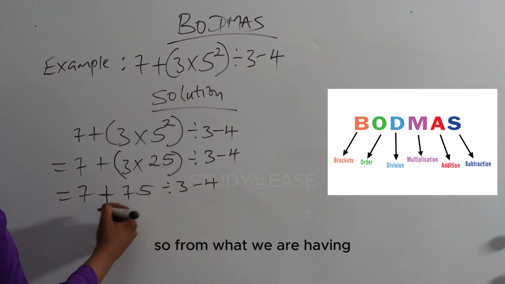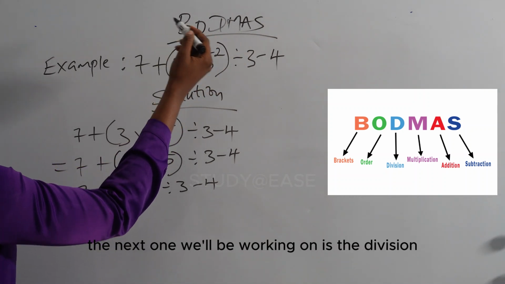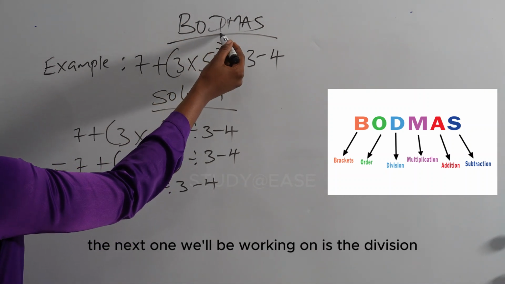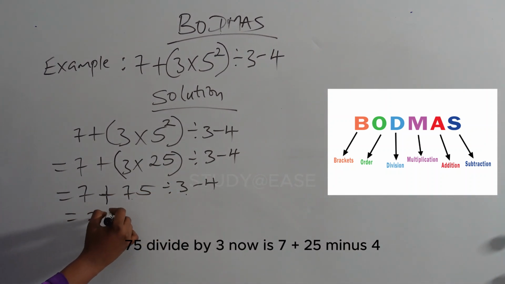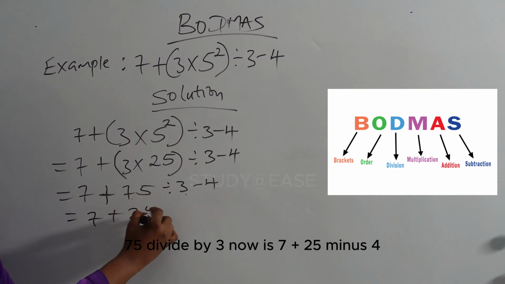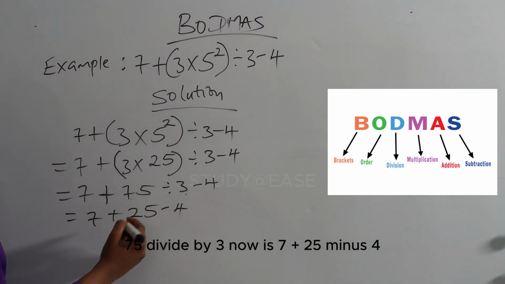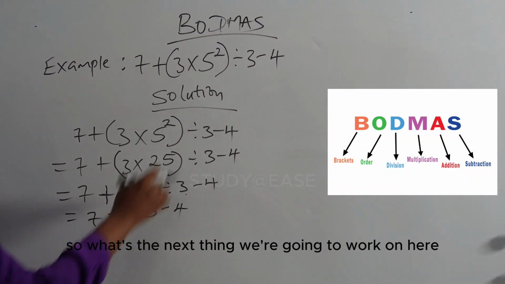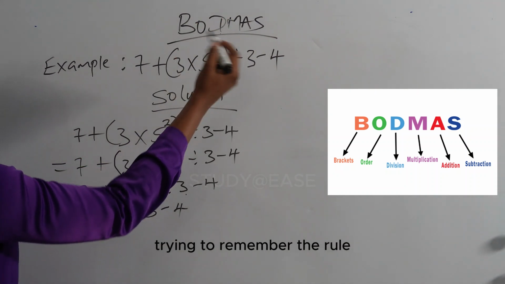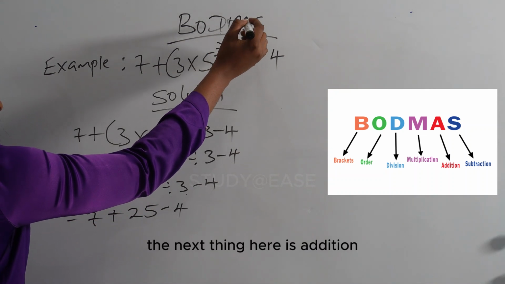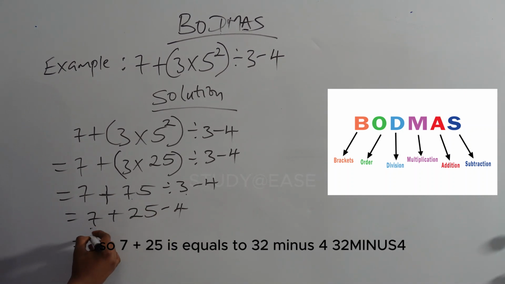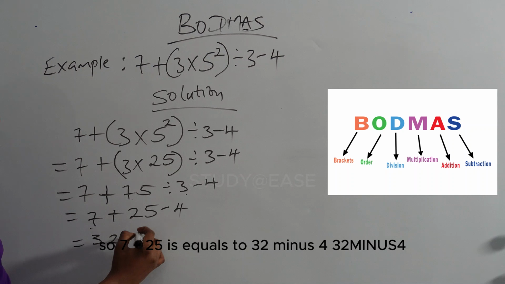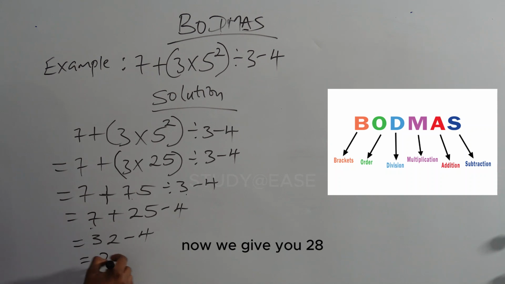So from what we are having and from the BODMAS rule, the next one we'll be working on is the division. 75 divided by 3 now is 7 plus 25 minus 4. So what's the next thing we're going to work on here? Looking at our BODMAS, trying to remember the rule. The next thing here is addition. So 7 plus 25 is equals to 32 minus 4. 32 minus 4 now will give you 28.